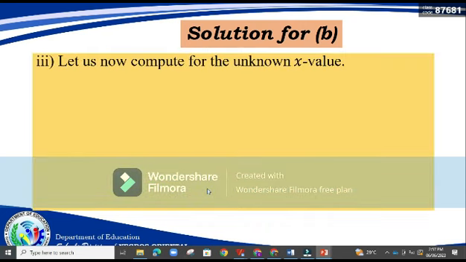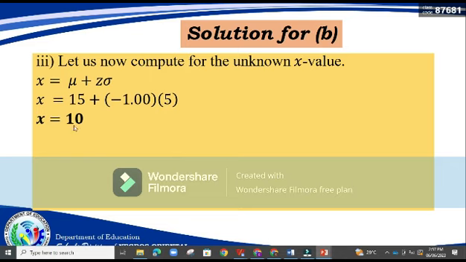So let us now compute for the unknown x value. To compute the unknown x value, because we are given the mean and the standard deviation as well as the z-score. So x is mean plus the z-score times the standard deviation. So you have x is equal to 15 plus, this is our z-score, negative 1.00, times 5, our standard deviation. Then the answer is 10. X is 10.